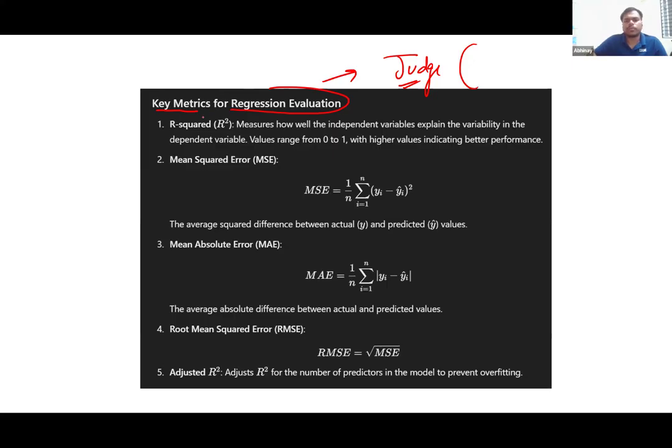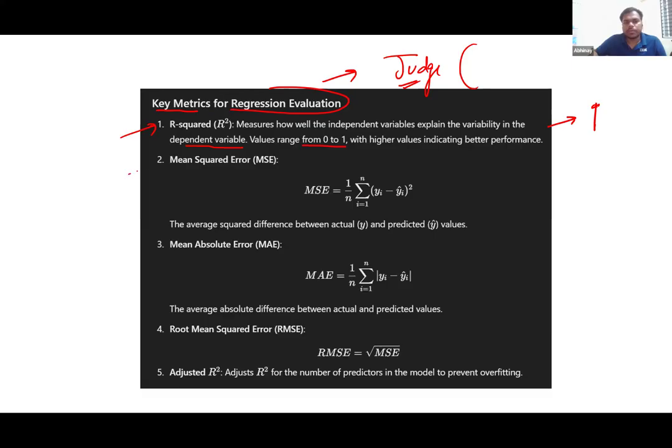Many of you know that R square is there, right? R square is a metric that tells how much the independent variable explains the variability of your dependent variable, and its value ranges from 0 to 1. The higher the value, the better the performance of your model.